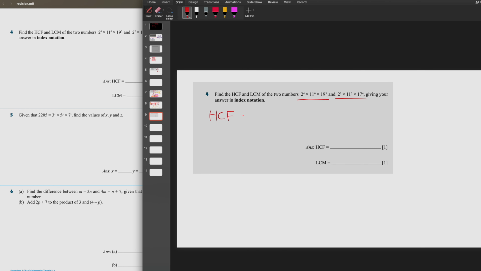Alright, so you need to go back to the definition. What's the definition of HCF? You always go back to the fundamentals, the definition or formula. So the definition for HCF is that it must be shared. Shared what? Shared factors, and lowest power for the shared factors.